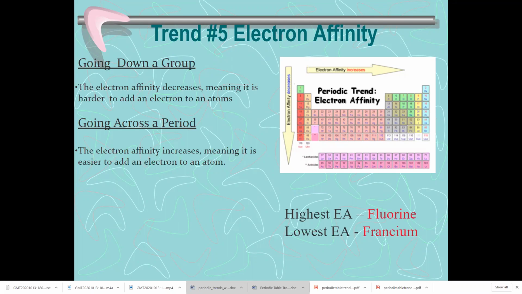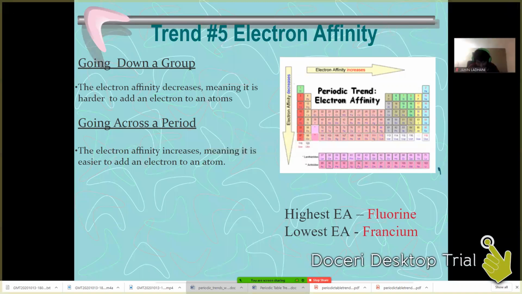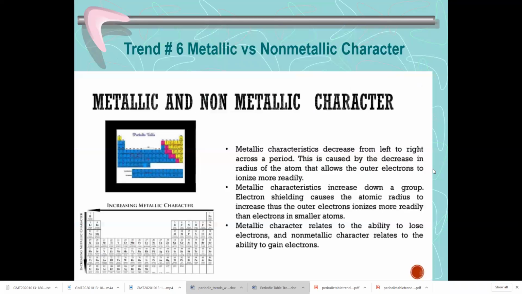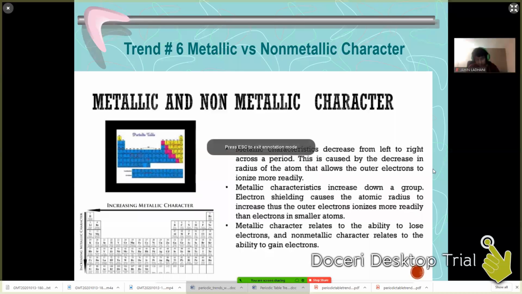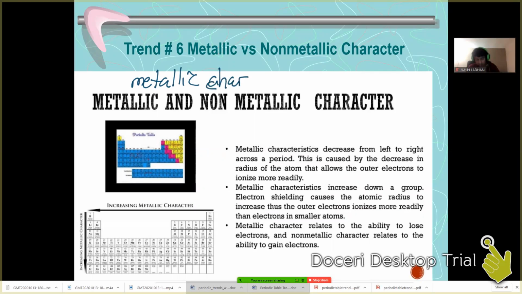All right, and then the last one is metallic character versus non-metallic character. We know the majority of the periodic table are metals. Well, transition true, but if we're just doing metals and non-metals, the majority of them are metals, and they have more metallic character. Metallic character, that's supposed to be a C.